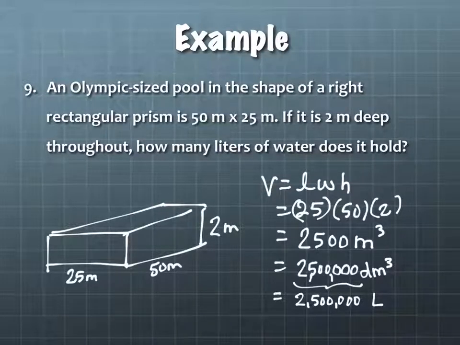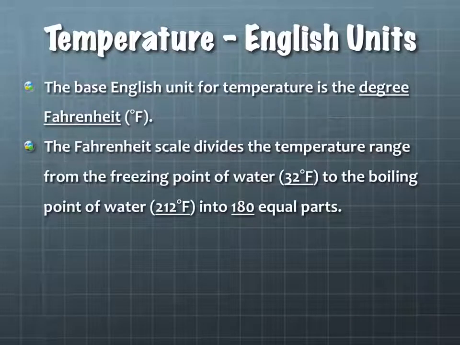All right, the last thing we have to do in this section is temperature. Taking a look at some temperature information, the base English unit for temperature is a degree Fahrenheit. The Fahrenheit scale divides the temperature range from freezing at 32 degrees to boiling at 212 degrees into 180 equal parts. And of course, we all know that the 180 is coming from half of a circle, degrees of a circle, things like that.